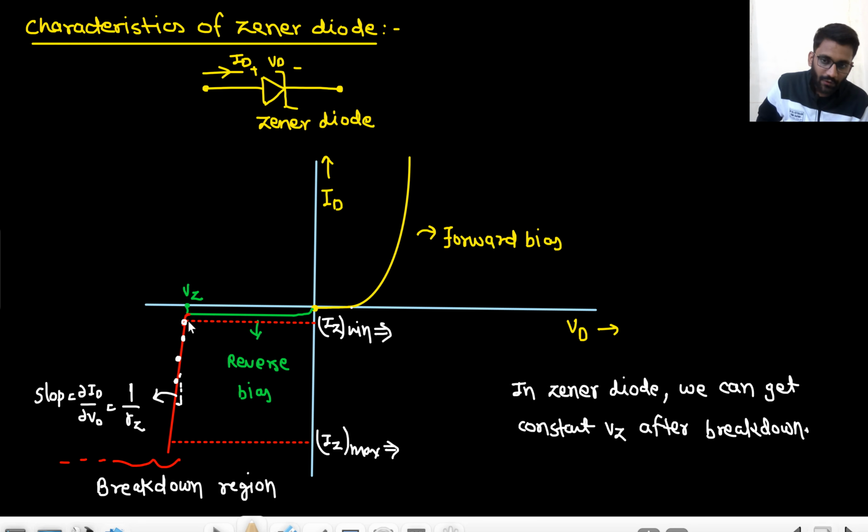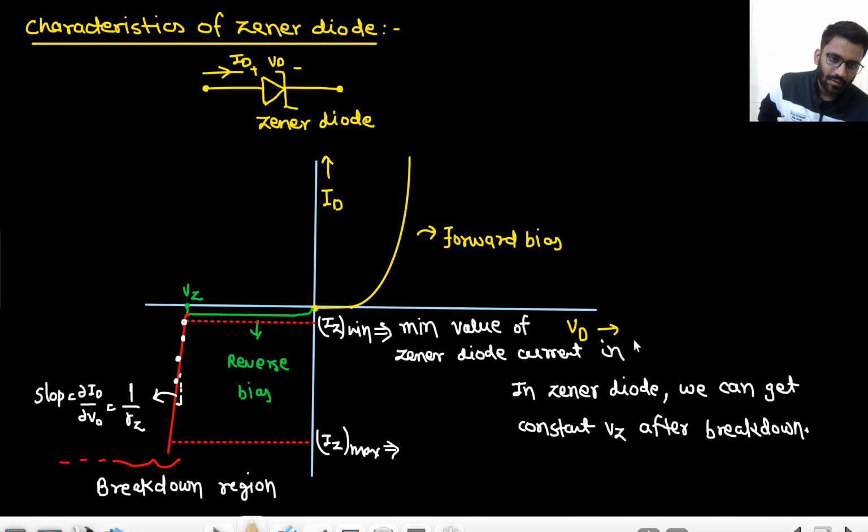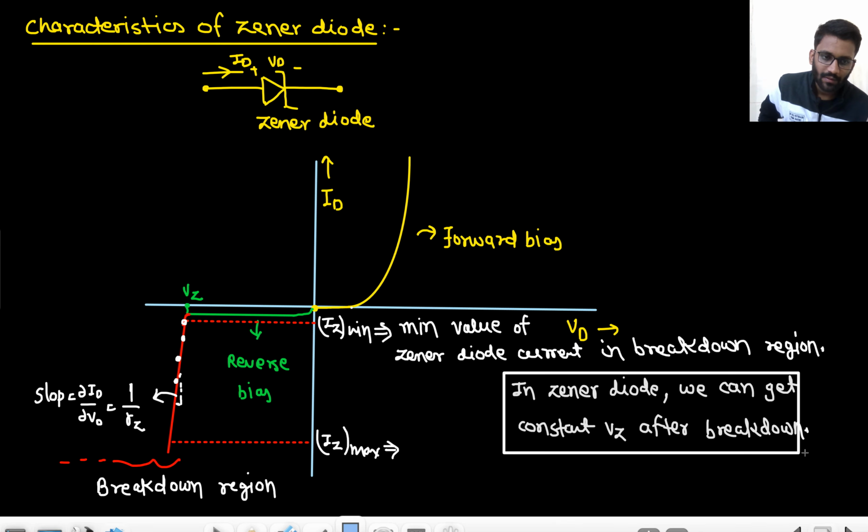So this is the minimum value, IZ minimum. This is nearly equal to I saturation. So this is the minimum value of Zener diode current in breakdown region, and this is the maximum value of Zener diode current in breakdown region.